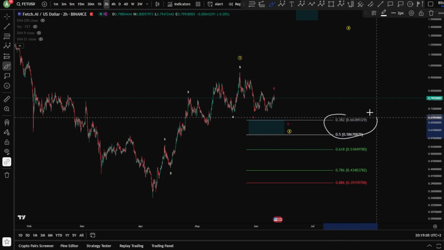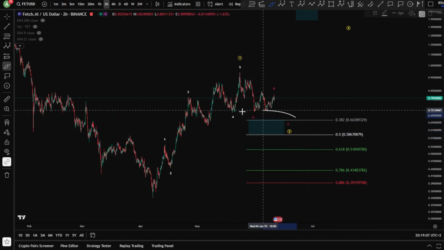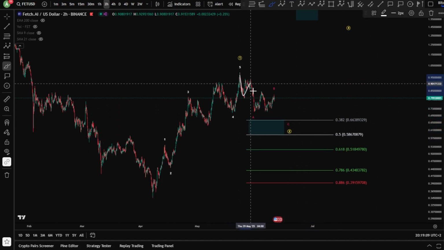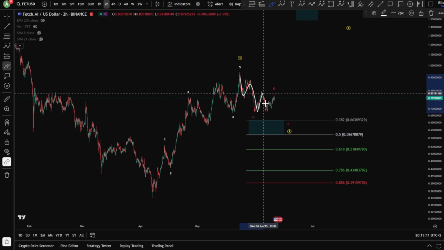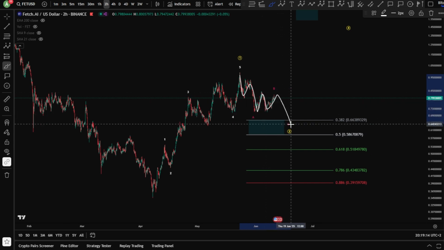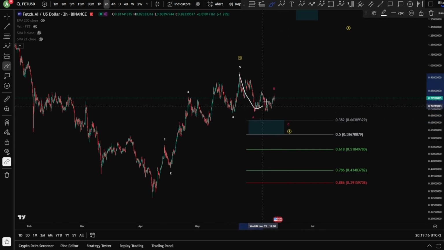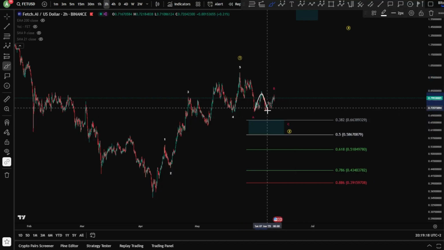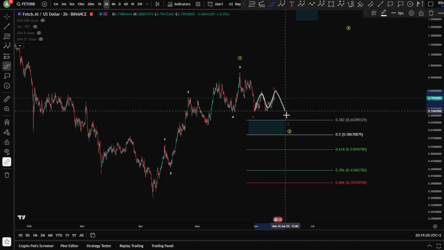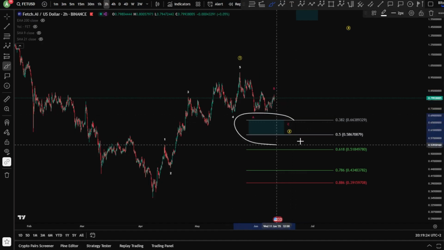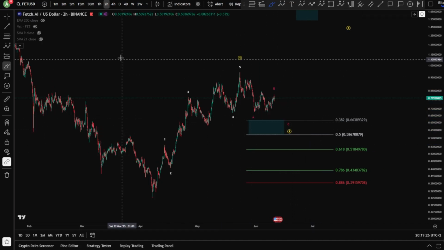Now currently, as you can see, the 0.38 is not taken yet, the blue box is not hit, and if we are still looking for a wave 2, you would of course like to see an A, B and a C. The wave B might move a little bit higher, and then before moving for a wave C toward the downside to hit this blue box.